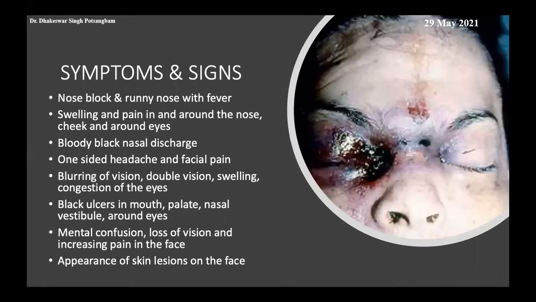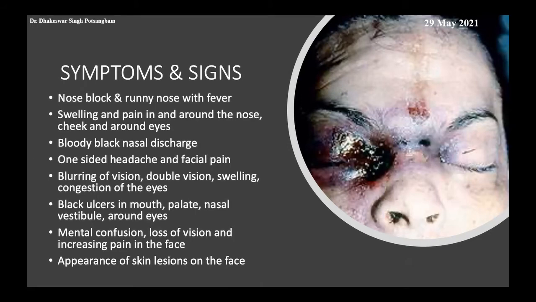So, what are the symptoms and the signs? In the early stages, you'll find a blocked nose with some runny nose and starting of fever. This usually occurs, say, after coming back from the hospital, or maybe more than 3 to 4 weeks after the treatment in intensive care unit, or after being discharged, being proved to be COVID negative, and going back home after critical therapy in hospital. And that is the time when it starts.